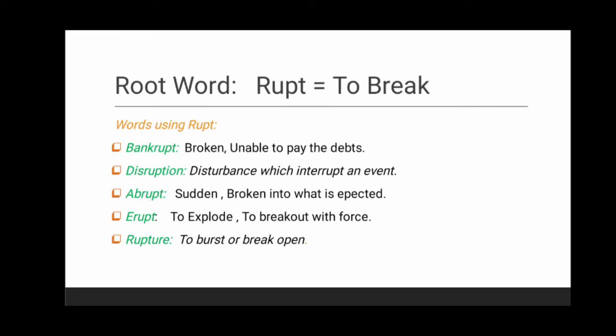And coming to the next word, abrupt, which means sudden or broken into what is expected. And the example sentence is, there was an abrupt change in the weather. And coming to the next word, erupt, which means to explode or to break out with force. And the example sentence is, the volcano erupted with tremendous force. And coming to the next word, rupture, which means to burst or break open. And the example sentence is, the conflict caused a rupture in relations.